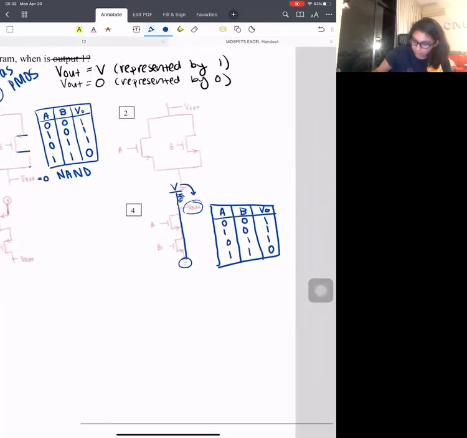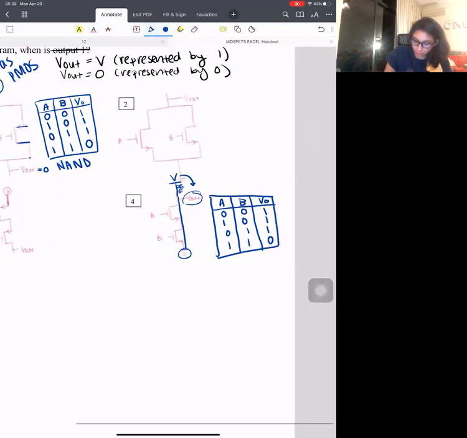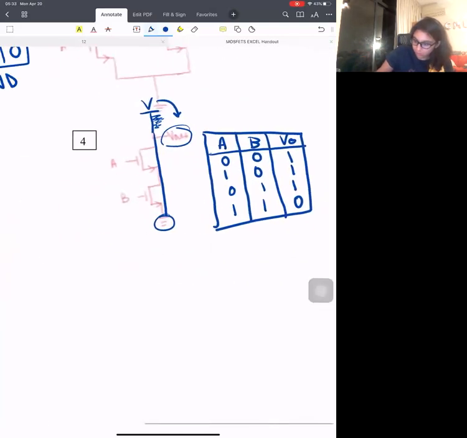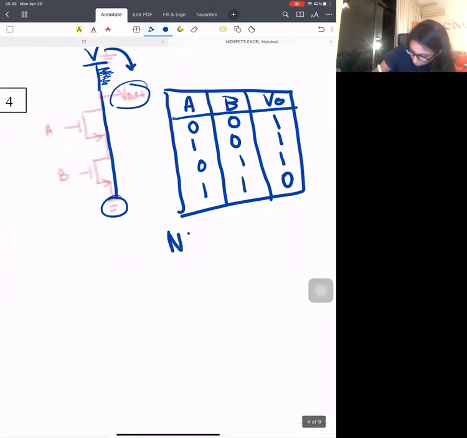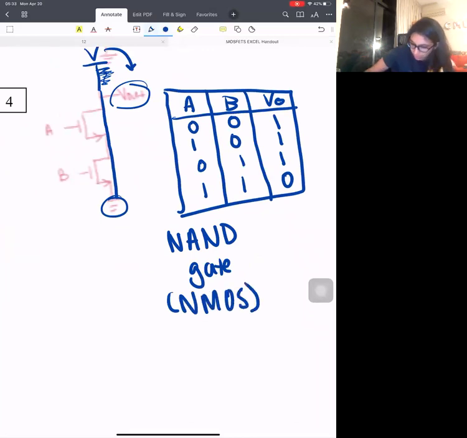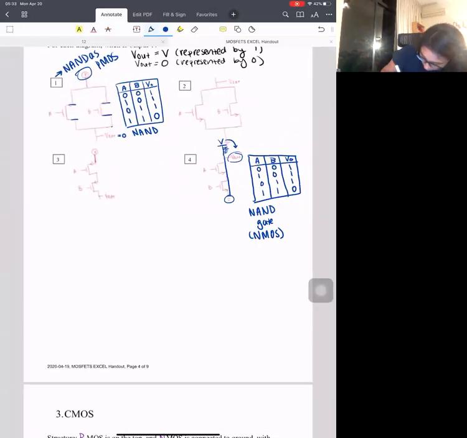So as you can see, this is identical to what we got in number 1. So now this is also a NAND gate, but represented as an NMOS. And so in order to create a CMOS NAND gate, all we're going to do is stack this on top of this. So you're going to put your PMOS, so you're going to have your voltage source. It's going to go into, I just can't draw.